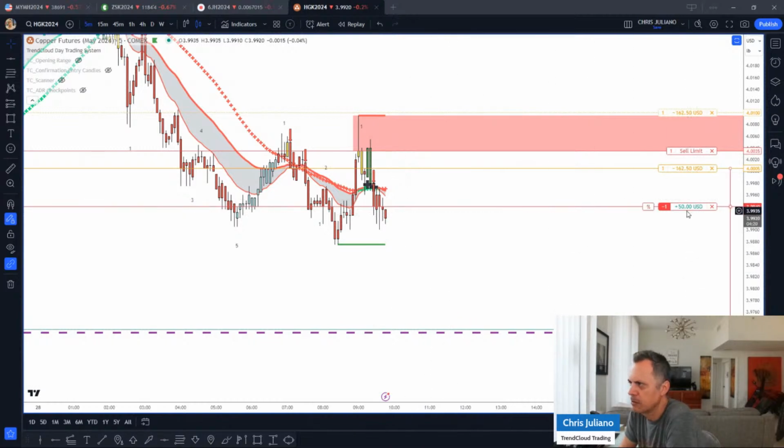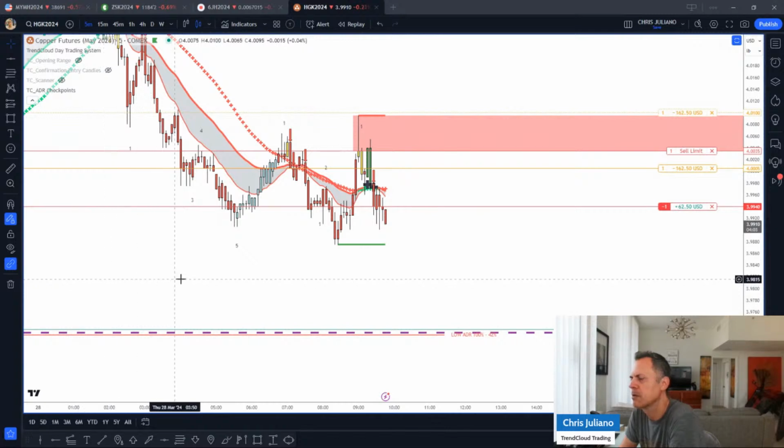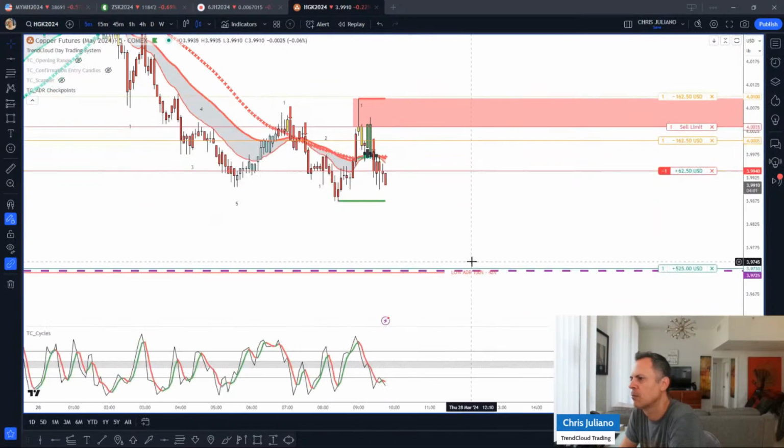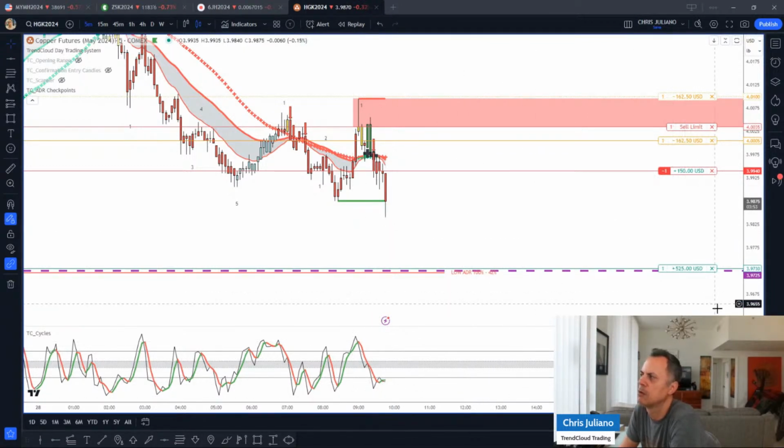So this looks good, right? We've got into the trade. Here's the ADR checkpoint. Put your ADR checkpoints on the chart. They make excellent targets. Where are we at with our cycle? All right. Whoa. Wow. How did we predict that?